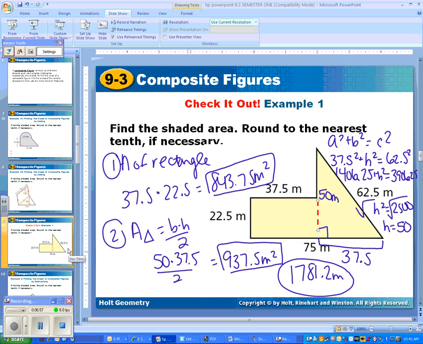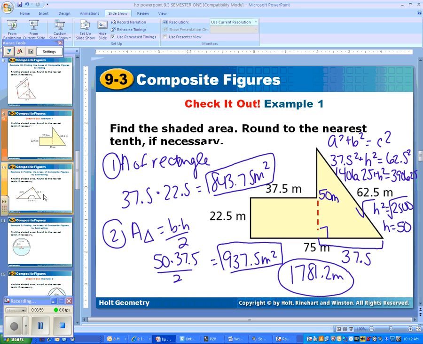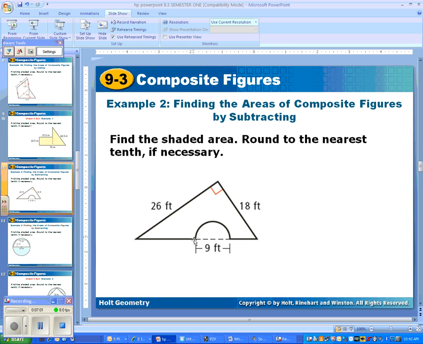All right, so we might have to do Pythagorean theorem. Another type of question we could do is not where we're adding, but where we're subtracting. As you can see, the bigger shape is the area of a triangle. So if we wanted to find the area of this whole triangle, you would do base times height divided by 2, and you know that 18 and 26 are your base and your height because they're perpendicular. So divide that by 2, and you get 234 square feet.